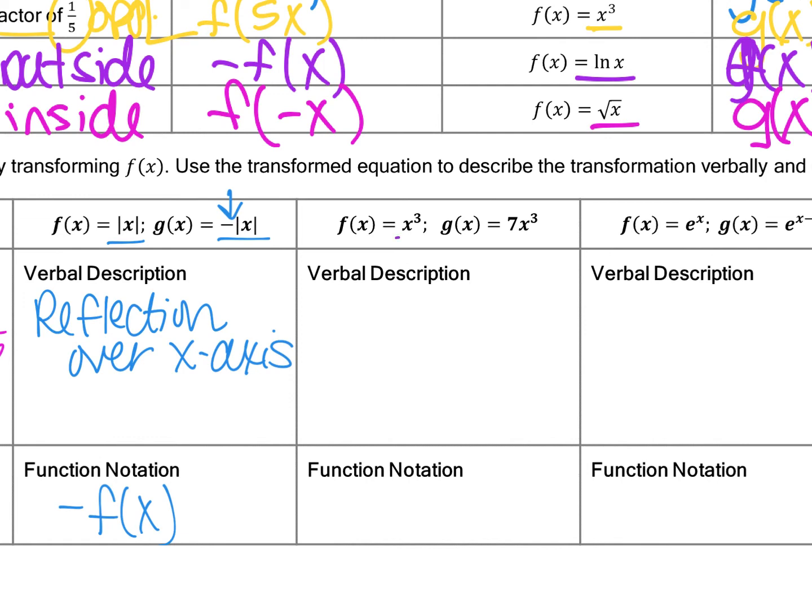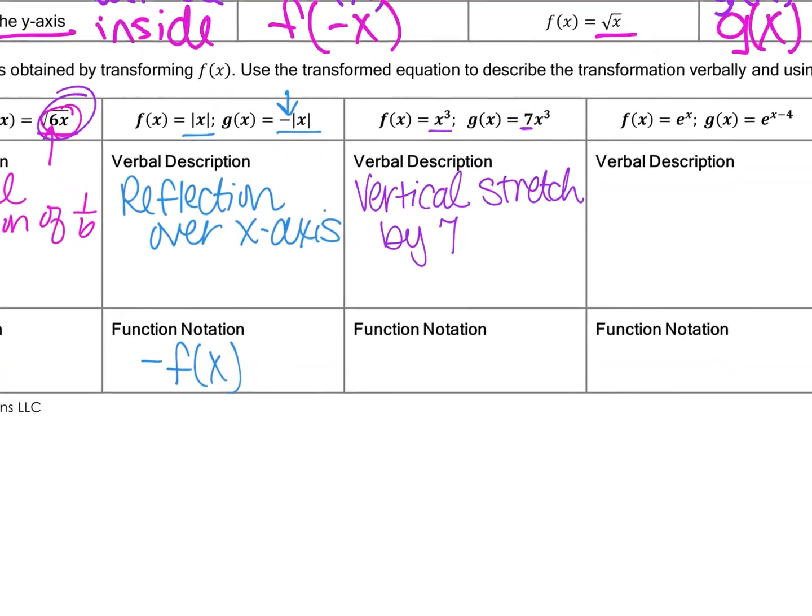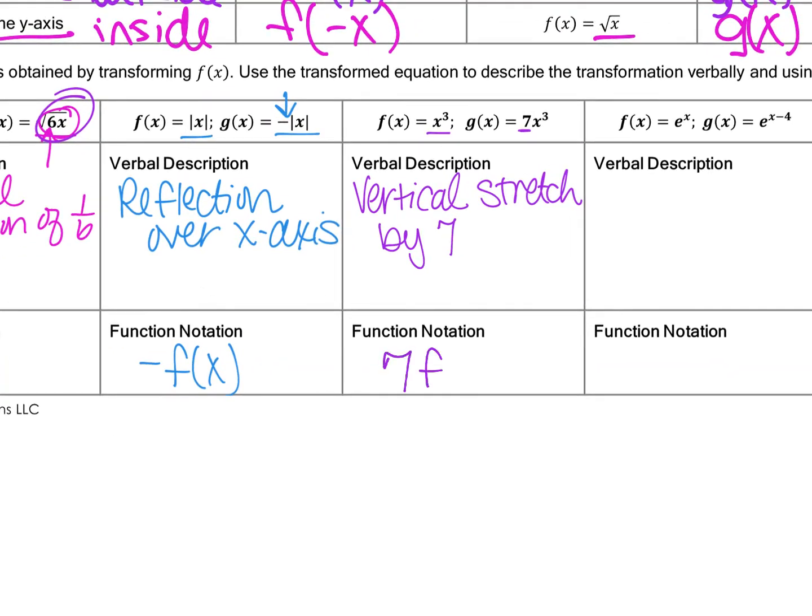Next one, we have the parent function x cubed. The change is we're putting a 7 in the front. So that would be a vertical, and since it's greater than 1, that's going to be a stretch by 7. So you only do the reciprocal if it's on the inside, like this first one that we did here. So that 7 goes in front of the function notation f of x.